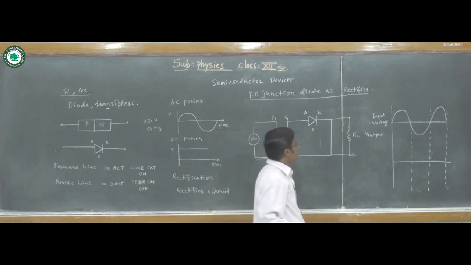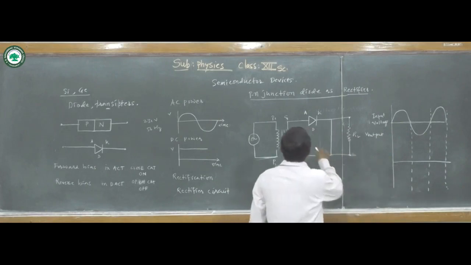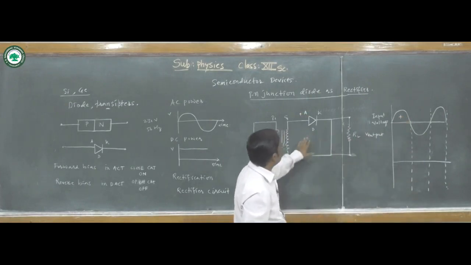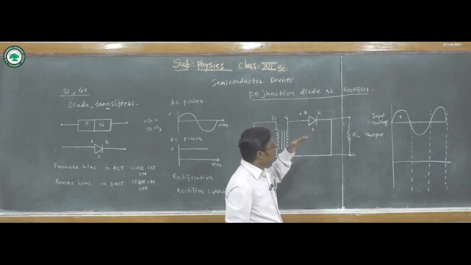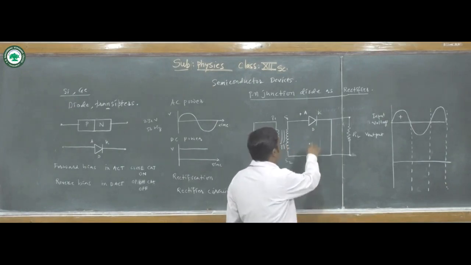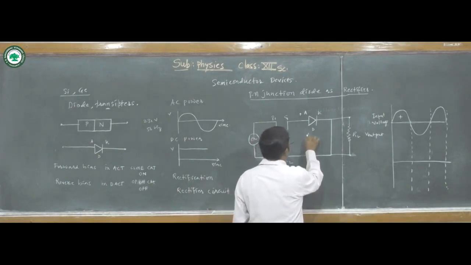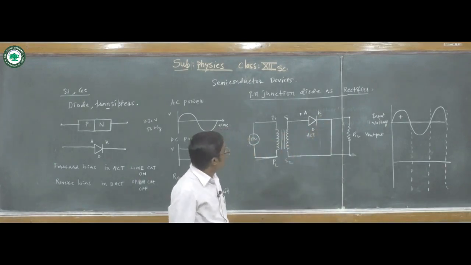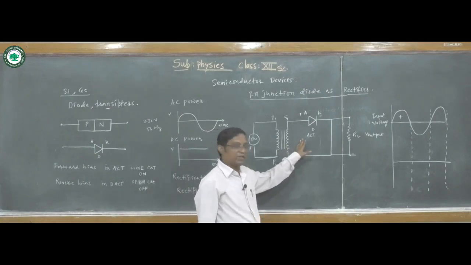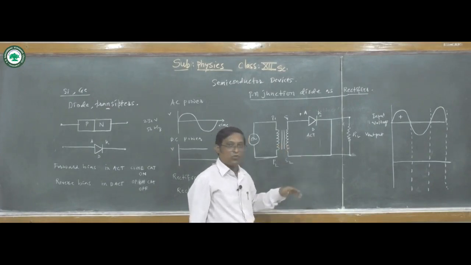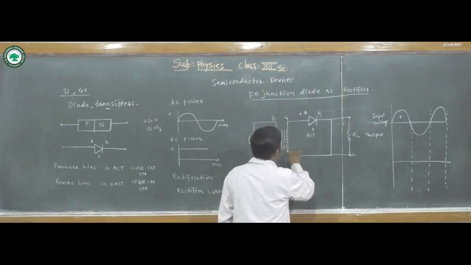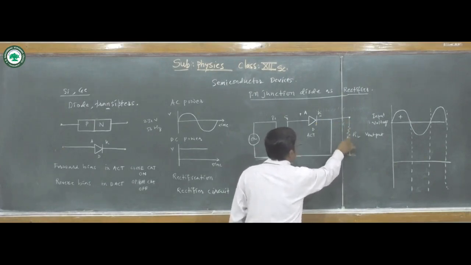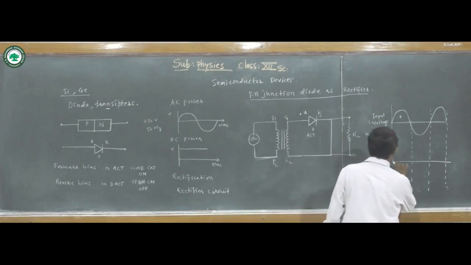What happens in a positive half cycle? In this positive half cycle, the diode behaves as a closed circuit. This diode behaves like a switch. It is in activation mode during the positive half cycle. During this positive half cycle of the AC power, the diode is forward biased. It conducts, current flows through this diode, and we get the desired voltage across this load resistance.